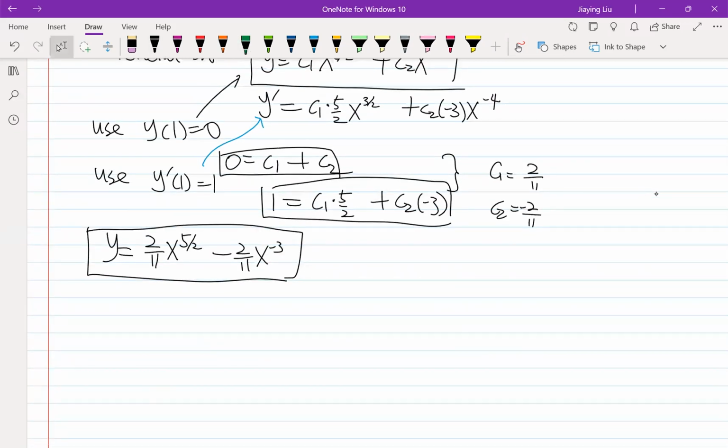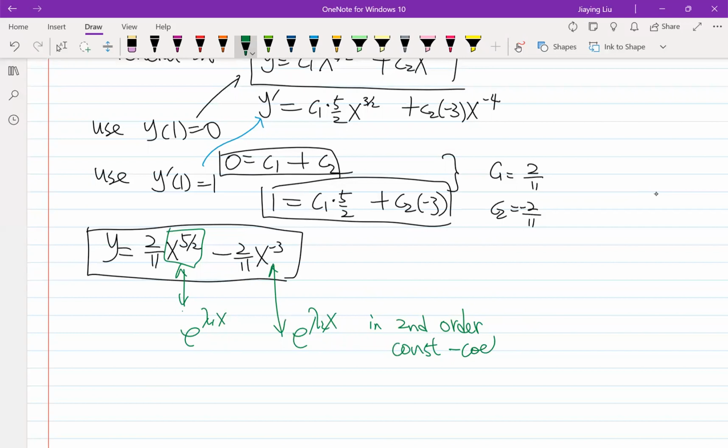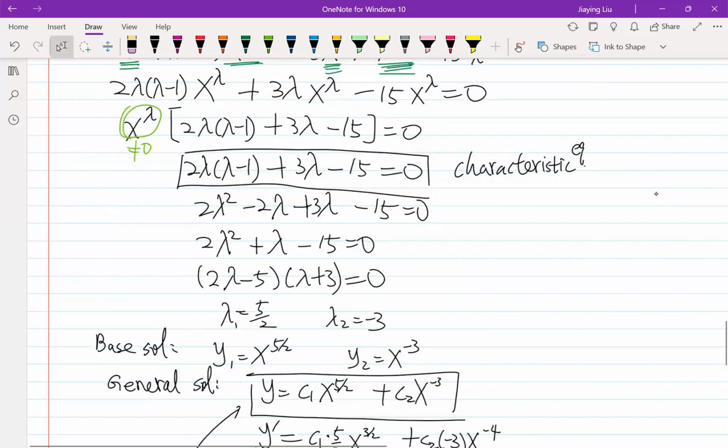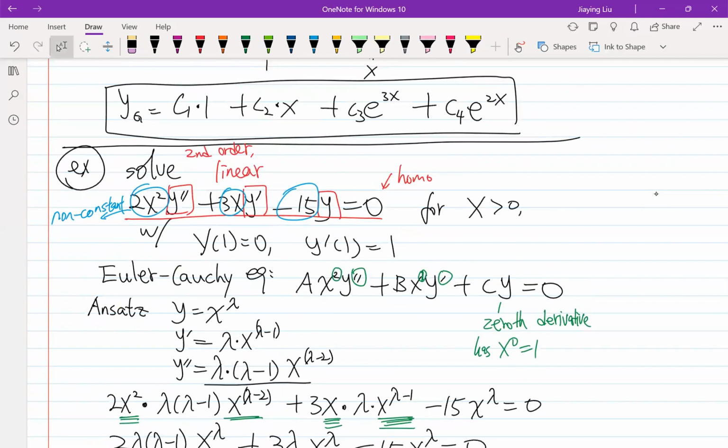Those two terms are sort of equivalent to what we had, e to the lambda 1 x and e to the lambda 2 x, in the second order constant coefficient example. But I just want to show you the work side by side. It's really the same process, just the ansatz is different. And this ansatz works with this Euler-Cauchy equation.